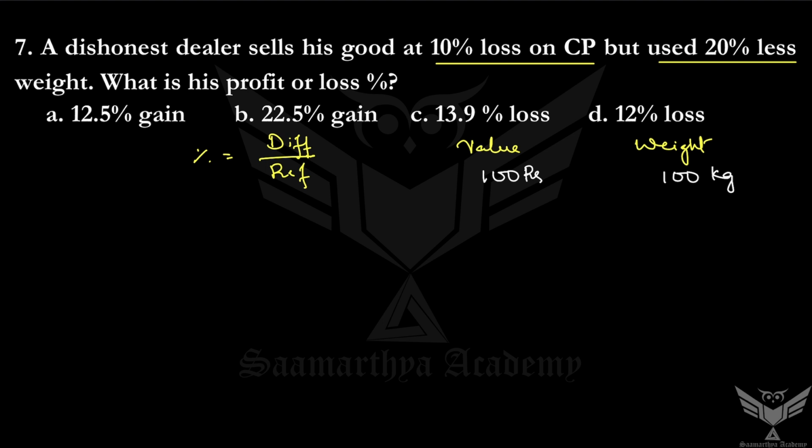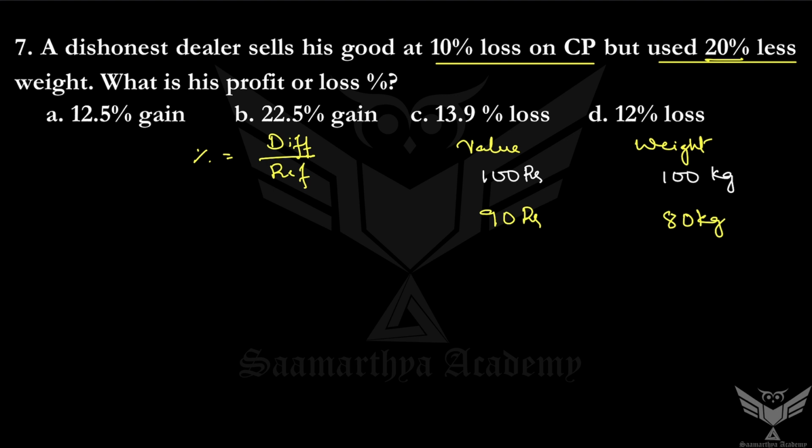That we have taken because we are dealing with percentages. 100 is an easy reference, but he's giving a 10% loss. That means instead of 100, he's charging 90 rupees, but he's giving 20% less weight. That means for 90 rupees, he was supposed to give 90 kg, but he is giving 80 kg.